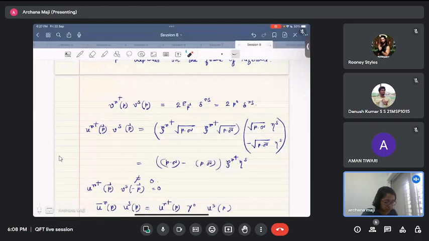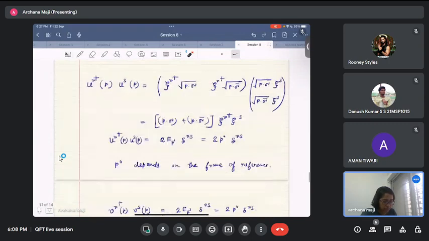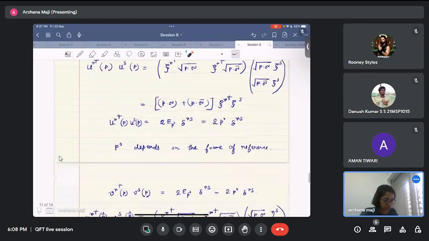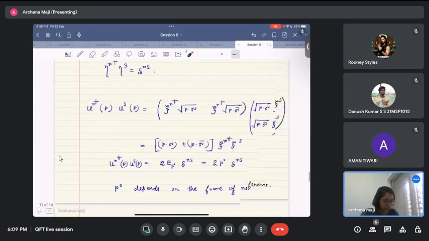Are there any questions on this? Should I explain it again, or do you remember what we discussed? Because these things will be useful today when we quantize the Dirac field and find the corresponding Hamiltonian. Okay, you don't want me to repeat them, right?